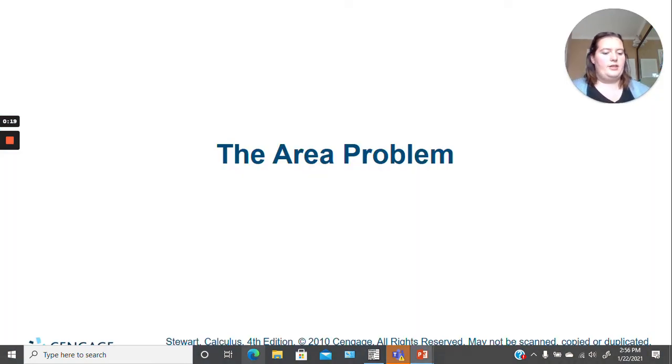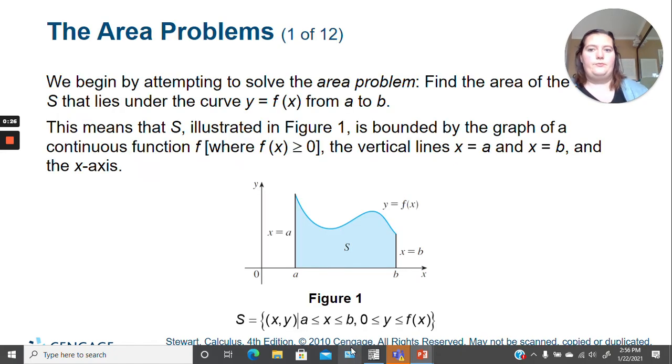So first off, the area problem. What is area? What do we mean when we talk about area, and how do we find it? So this is kind of the area problem. We have a graph, and as you can see, here's our graph. I have just y equals f of x, nothing fancy. We're looking at just a regular curve.